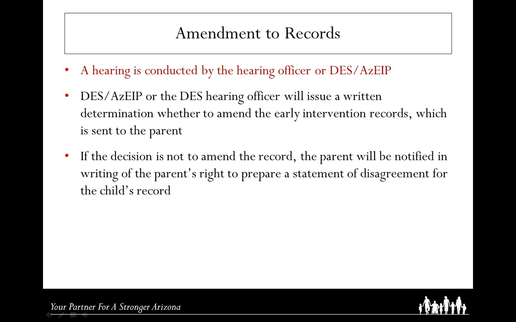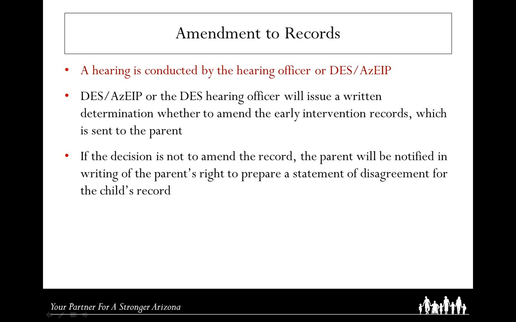If the decision is that the record should be amended, DES AZIP will direct the AZIP service coordinator or his or her supervisor to amend the record, substituting the new amended record for the original record. If the decision is that the record should not be amended, the parent will be notified in writing of the parent's right to prepare a statement of disagreement to be kept in the child's record.